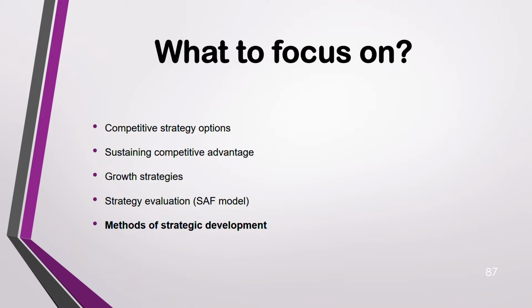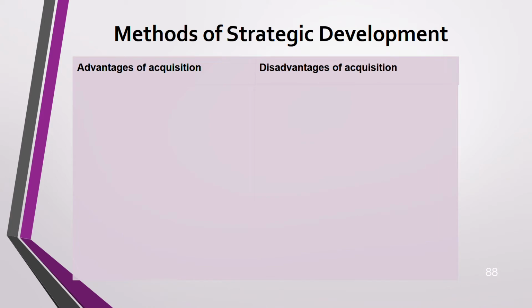So let's start with number one. The way that an organization can grow or develop is through acquisition and merger. Let's read the advantages and disadvantages of acquisition. Acquisition is when a powerful company takes over a smaller or weaker company, known as a target company. That is the meaning of acquisition. You buy over your rivals. So what are the advantages? One advantage is this is the quickest way to grow, provided you have the finance to fund the acquisition.